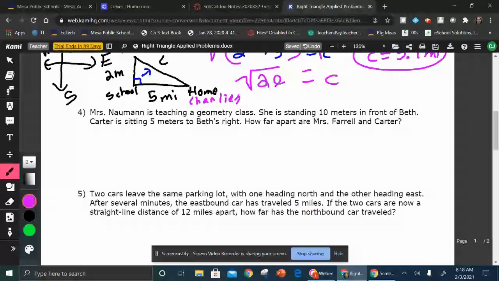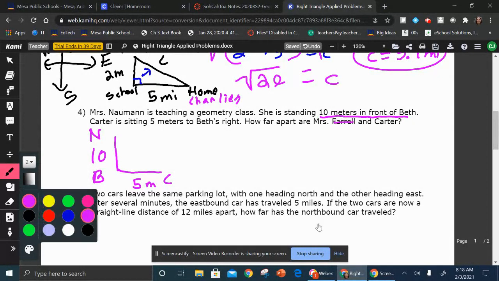Okay, Miss Newman is teaching geometry class. She's standing 10 meters in front of Beth. So Newman's up here. Beth is here. Carter is sitting 5 meters to Beth's right. How far apart are, and it should say Mrs. Newman and Carter.